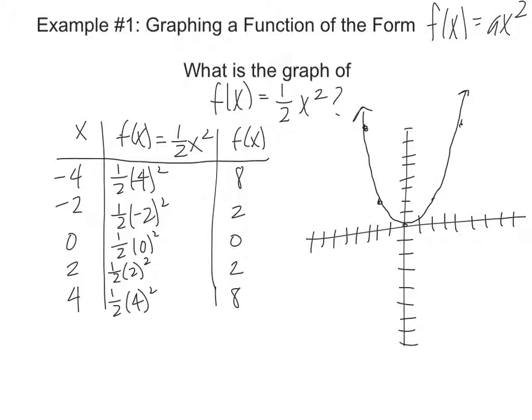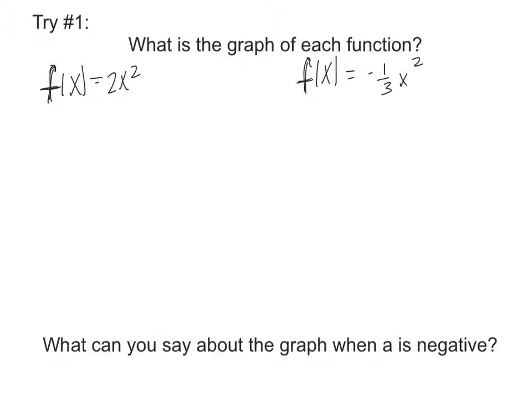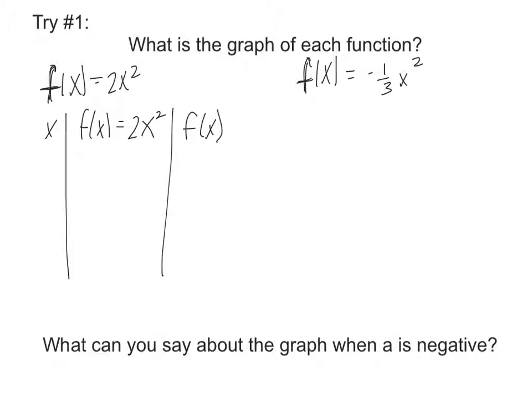Let's try this again. In try 1, both of these examples are in the form of the parent function. So we are going to choose values that surround the vertex, which is (0, 0). Again, I'm going to create a table. I'm going to ignore the second one for now, just focusing on this first graph, and then I'll come back and erase this to deal with the second one. If the vertex is 0, and this one isn't a fraction, I'm just going to choose plain values: -2, -1, 0, 1, and 2.